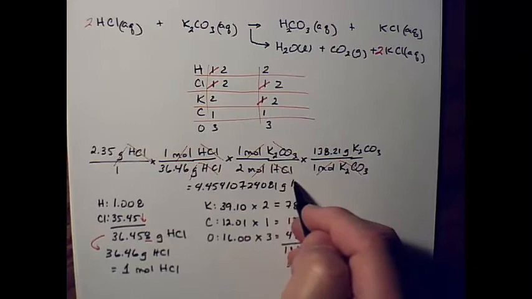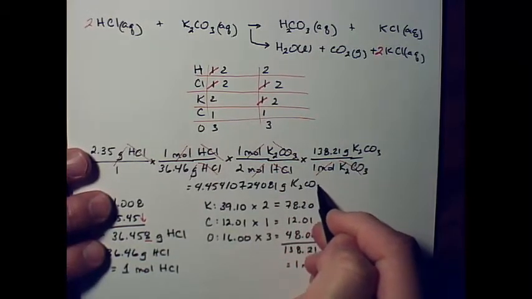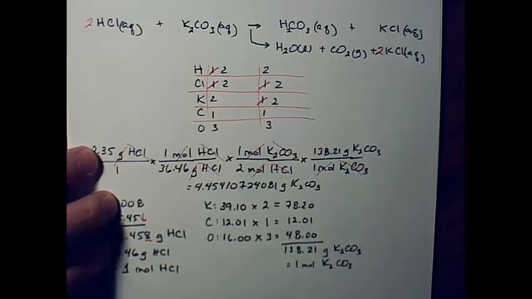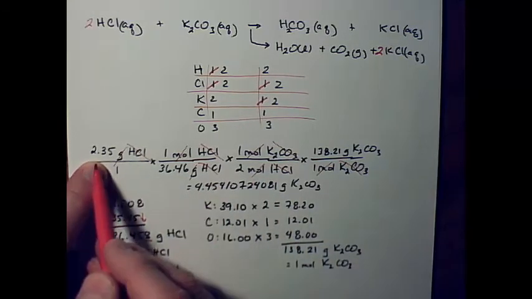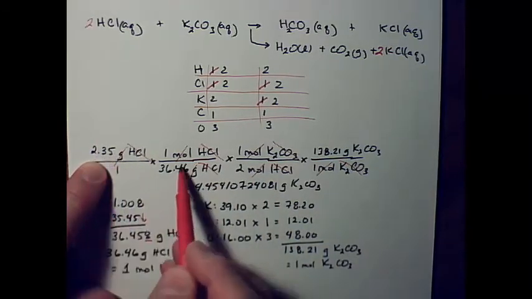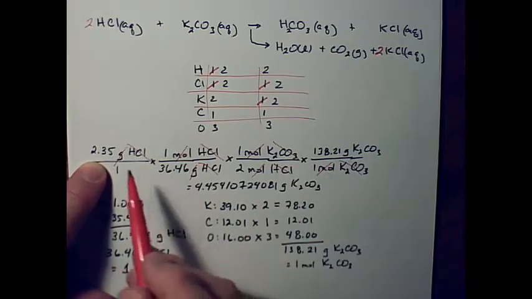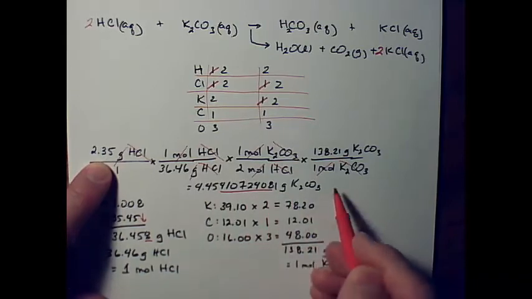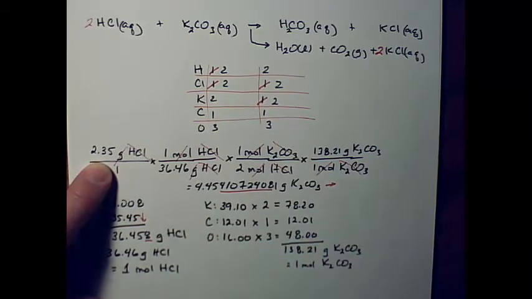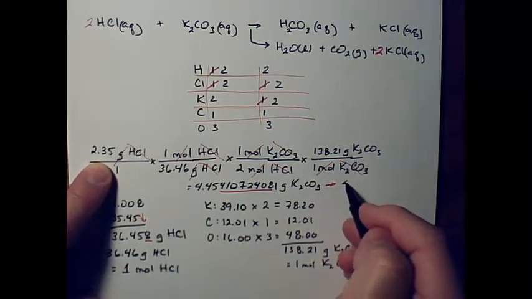That's 4.45 grams of potassium carbonate, and I want to round that off to the least digits of the measured and calculated numbers. This is a measured number, calculated number to calculated number. Those are the ones that matter. This has the least digits, 3 digits, so I want 3 digits here. So that's 4.45 grams.